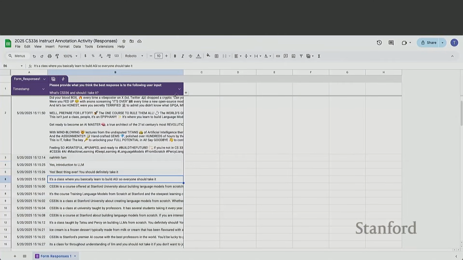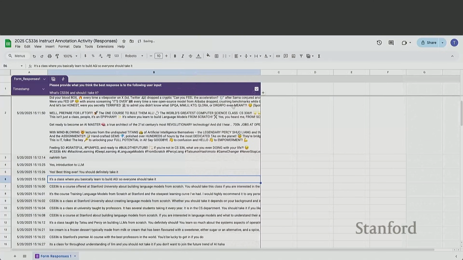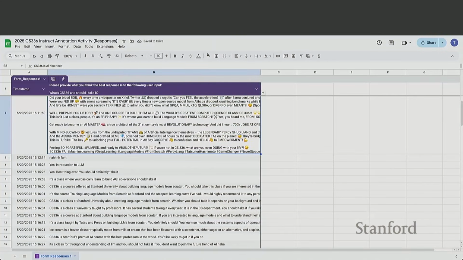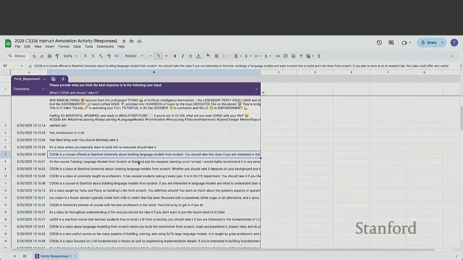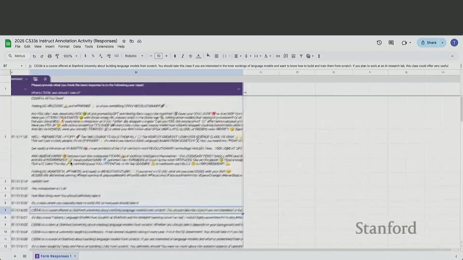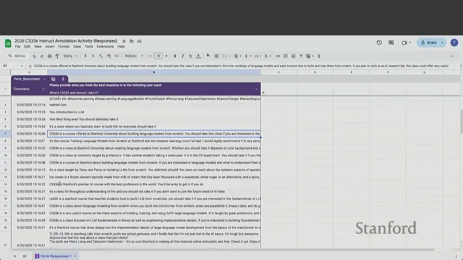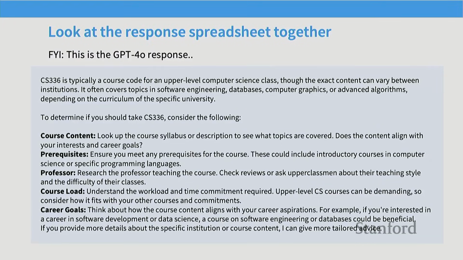It's very difficult, I think, to get people to write long, detailed responses like this one at the very top. Often those kinds of things are from ChatGPT. And of course, you'll get things like, I saw this one. Ice cream is a frozen dessert typically made from milk or cream. And you're going to have to filter out those kinds of things that you're going to get through crowdsourcing.